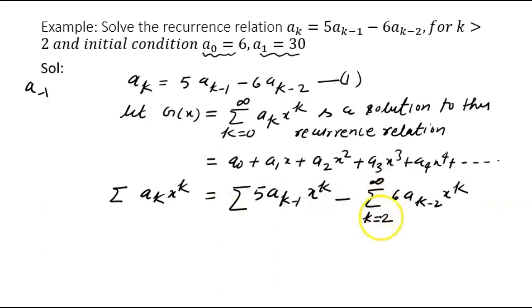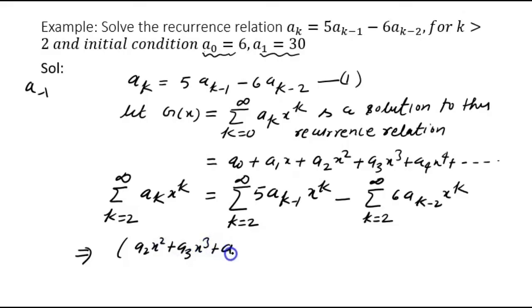And since I am starting the summation at k equals 2, here also I have to start at k equals 2 to infinity, and here also I have to start at k equals 2 to infinity. Now if you look at this, it will be like what? It will be k equals 2. So I can write a2 x squared plus a3 x cubed plus a4 x to the power 4 and so on. There are infinitely many terms.